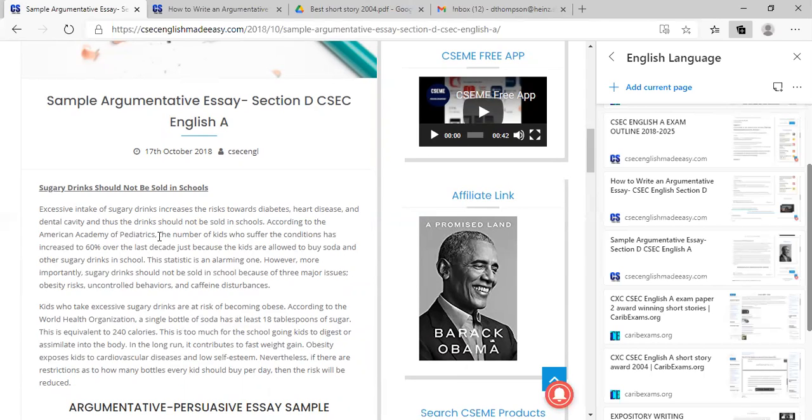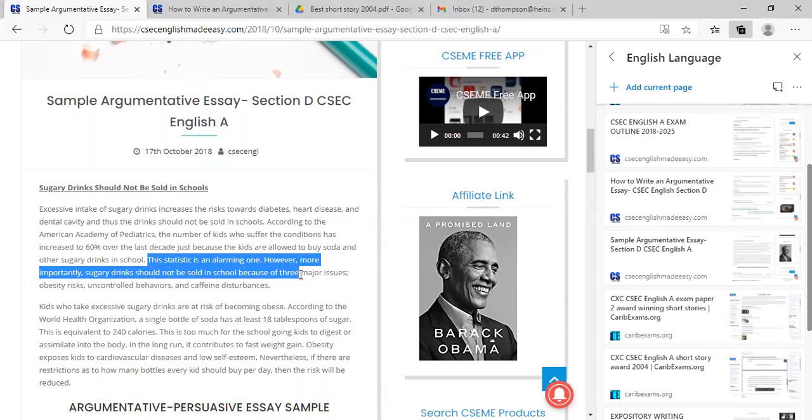Excellent. No, but I want you to add on to that now, because since it's one sentence, look at how they tied into that one sentence. They said this statistic is an alarming one. However, more importantly, sugary drinks should not be sold in school because of three major issues. Right? That's how you lead into the thesis statement.